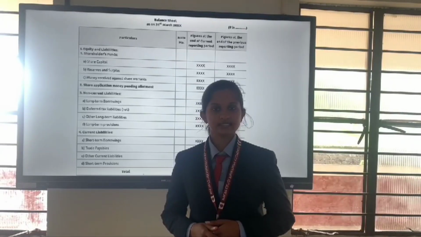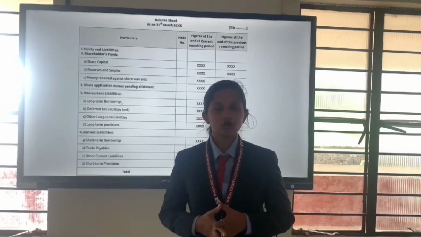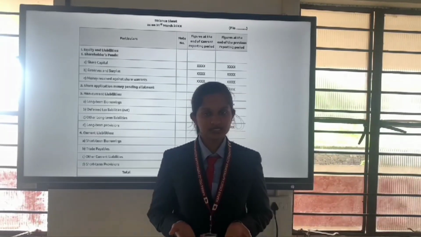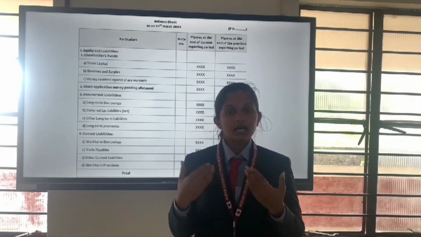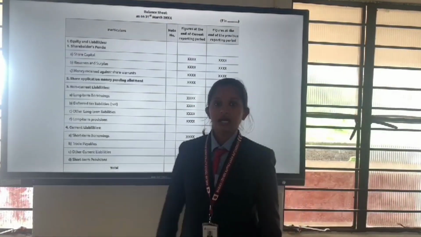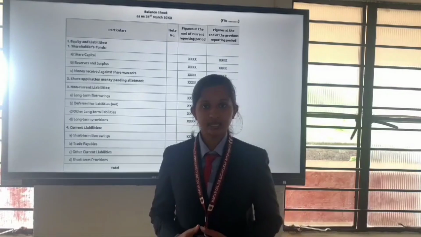We already discussed the profit and loss account. Now we are going to discuss the balance sheet. A balance sheet is a type of financial statement that describes the financial position of a company. Now we are going to discuss the components of the balance sheet, and those are liabilities and assets.